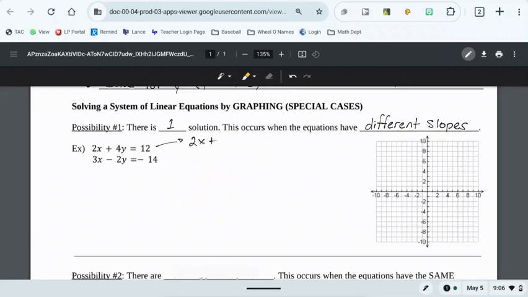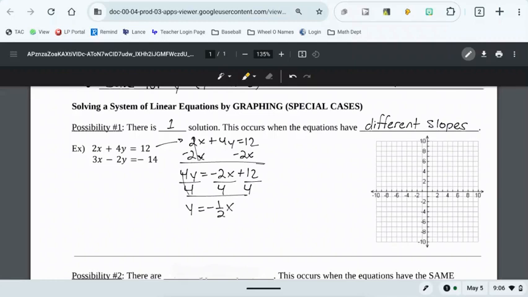We have 2x plus 4y equals 12. We're going to go ahead and solve this for y to get into slope-intercept form. We get 4y equals negative 2x plus 12, and then reminder, we divide everything by that coefficient of 4, and we get negative 2 over 4, but we're simplifying to negative 1/2 x plus 3. Our slope is negative 1/2, and our y-intercept is (0, 3).